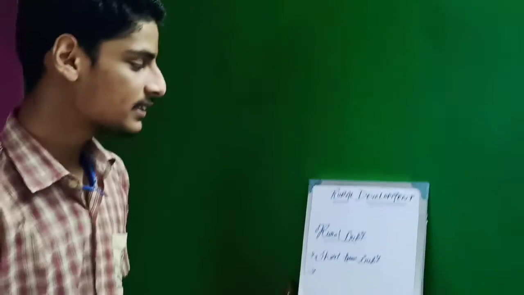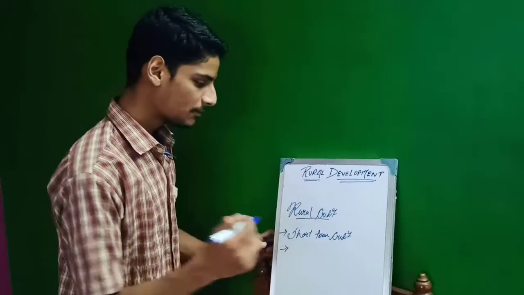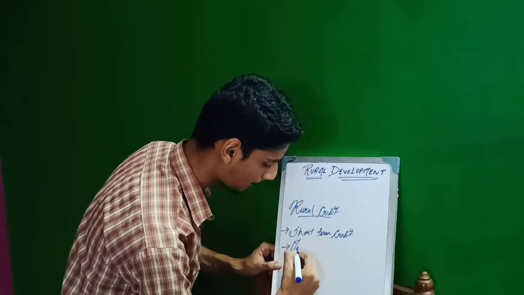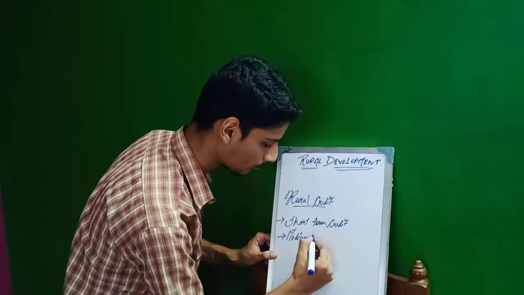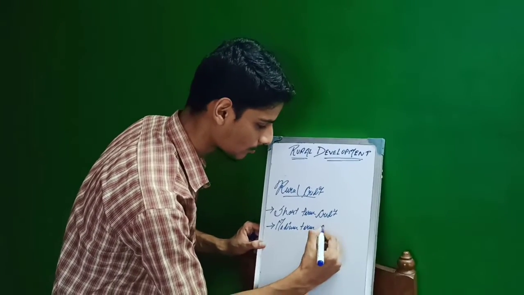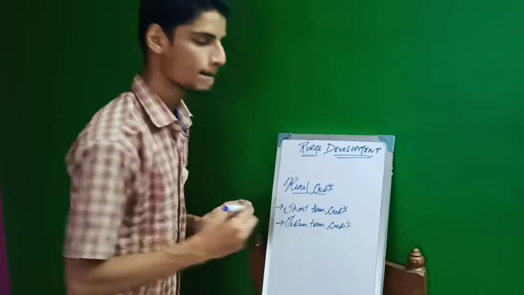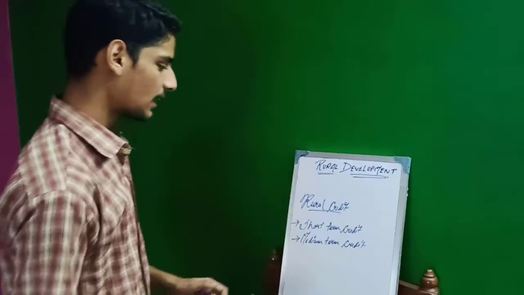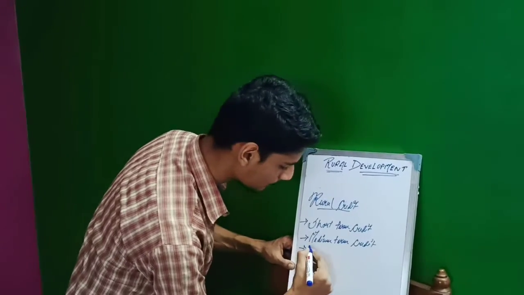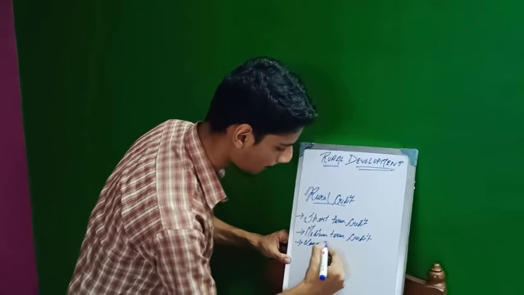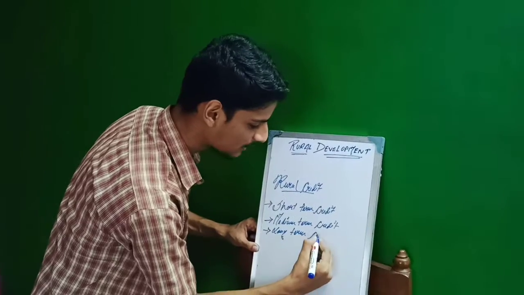Now let's turn to medium-term credit. So, medium-term credit is required for number 1, purchase of machinery, number 2, construction of fences, number 3, digging the well. And now let's move to the third, that is long-term credit.